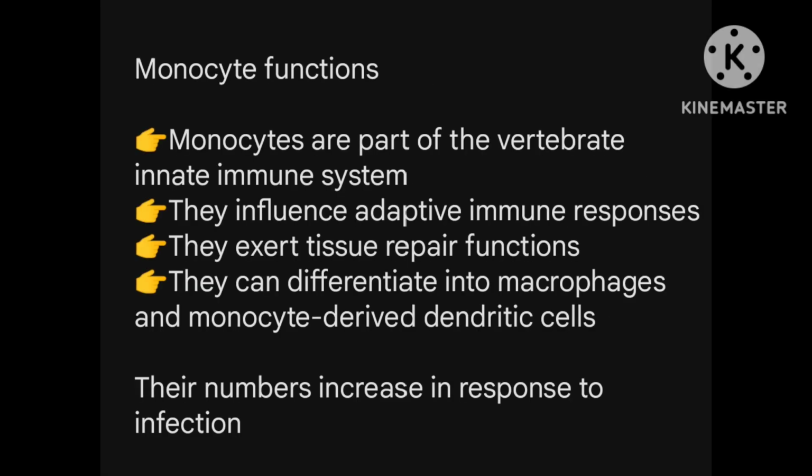Monocytes are a part of the vertebrate innate immune system. They influence adaptive immune responses. They exert tissue repair functions. They can differentiate into macrophages and monocyte-derived dendritic cells. Their numbers increase in response to infection.